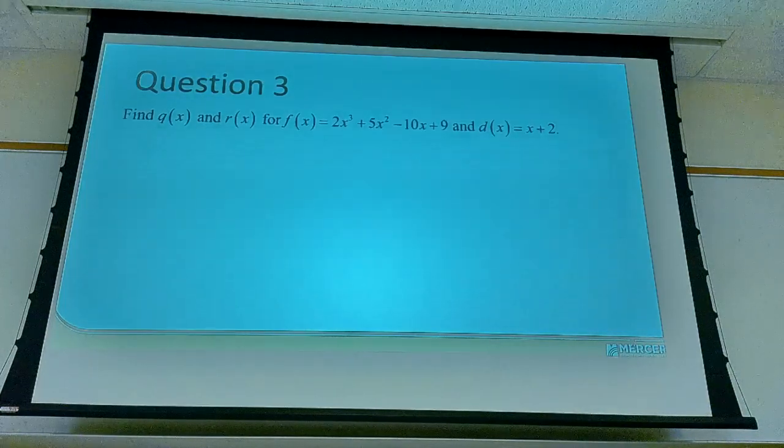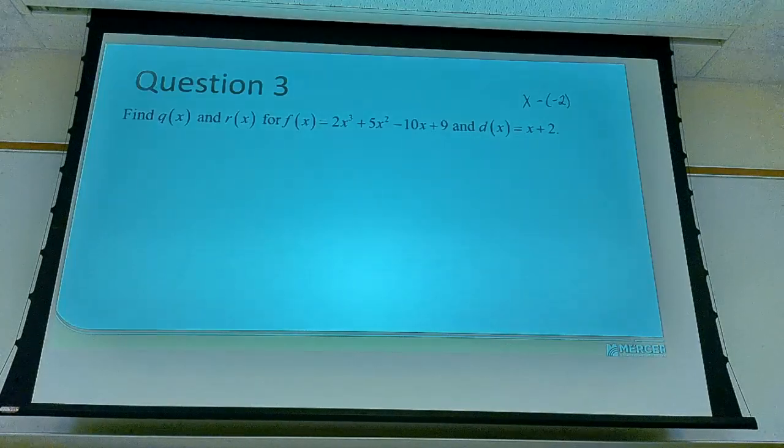Dividend, 2x cubed plus 5x squared minus 10x plus 9, divisor x plus 2. Can we use synthetic? Yes. What is the constant? So what's k? Minus 2? It'd be -2. Yeah. But you have to do something, right? Because it has to be in the form x minus k. So I can rewrite x plus 2 as x minus -2. So your constant is -2.